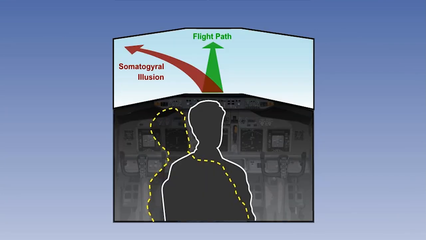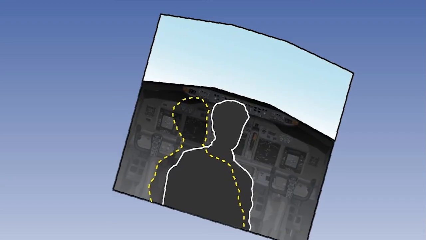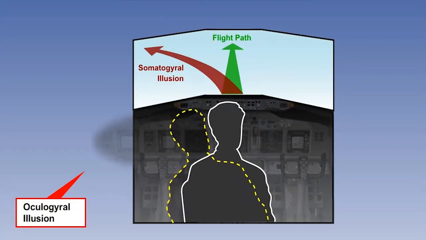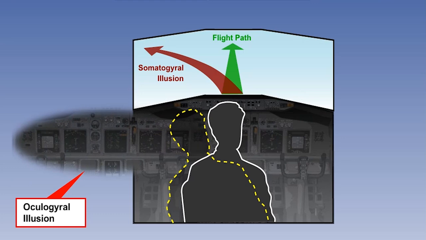When experiencing the somatogyral illusion of turning to the left, when the aircraft has resumed a straight and level flight path, the illusion may be increased by the oculogyral illusion. The effect of this illusion is that objects with a fixed reference to the observer, such as the instruments, will also appear to move to the left of the flight path.